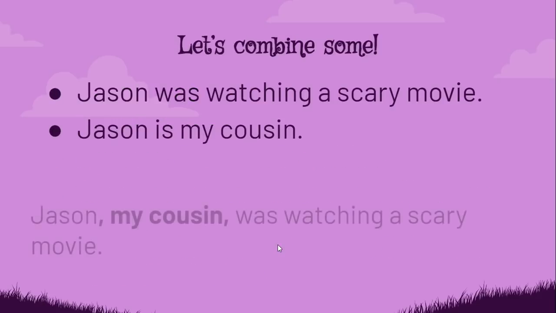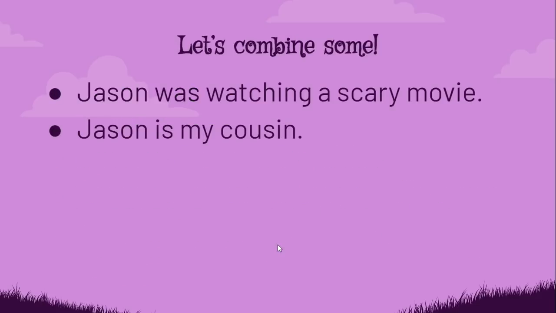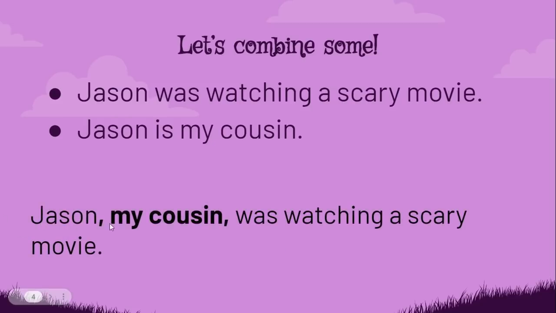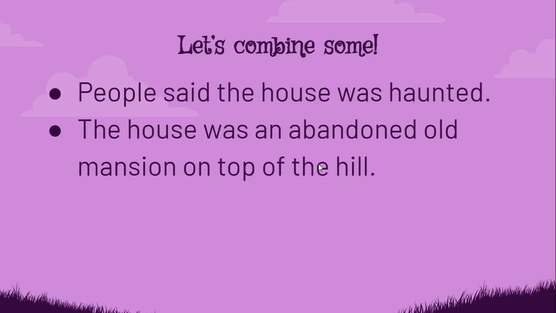So let's practice this. I have given you two sentences here. Jason was watching a scary movie. Jason is my cousin. I want you to combine these into one sentence. Did you write Jason, my cousin, was watching a scary movie? That's correct. My cousin is extra information about who Jason is. So we can just take that extra information, plug it into the middle of the sentence, and put commas on either side.